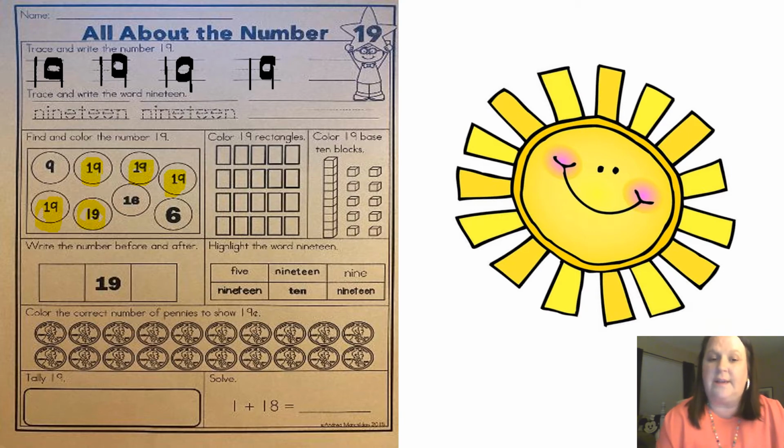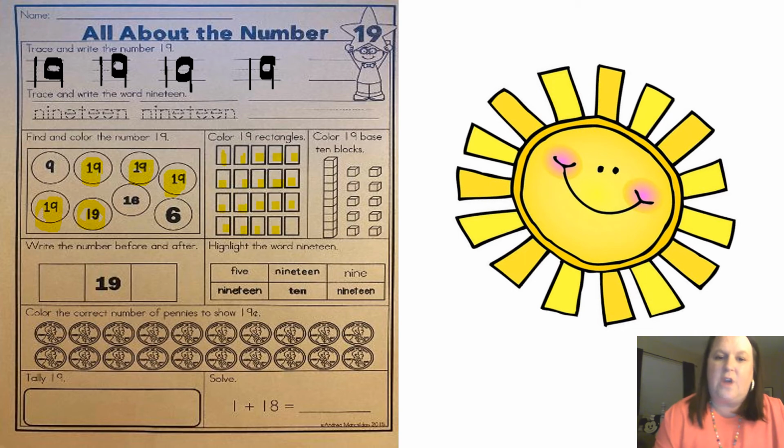We need to color in 19 rectangles. So let's color 1, 2, 3, 4, 5, 6, 7, 8, 9, 10, 11, 12, 13, 14, 15, 16, 17, 18, 19. We colored all of them but one. We have one left over.